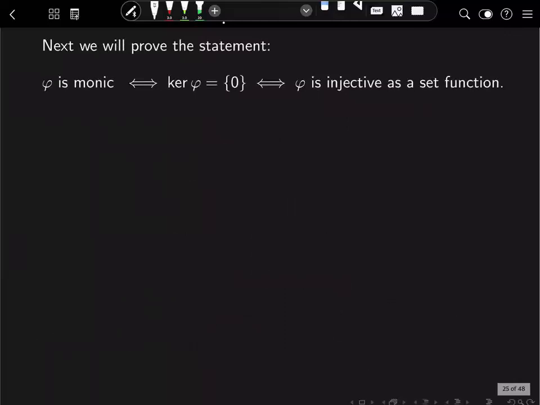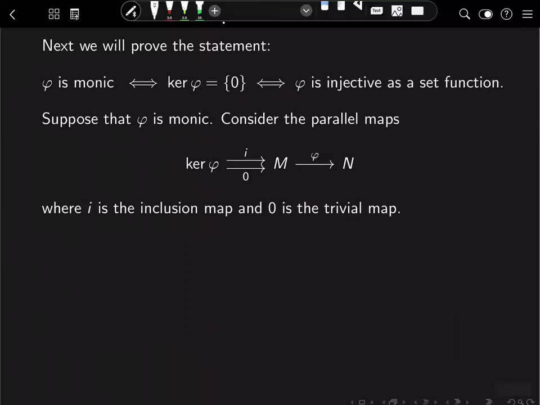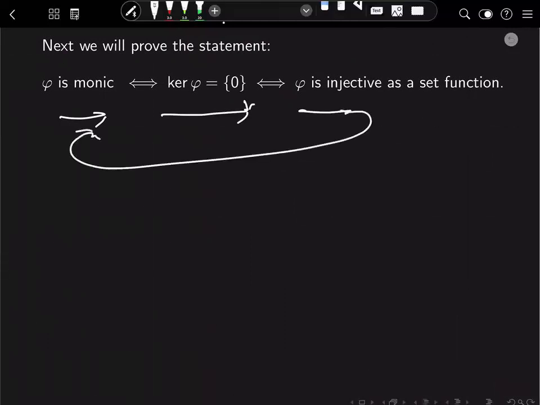So now we're going to prove the statement. We're going to say phi is monic, which is short for monomorphism. So phi is a monomorphism if and only if the kernel of phi is trivial, if and only if phi is injective as a set function. We're going to first assume that phi is monic, then assume that the kernel of phi is trivial, then assume that phi is injective as a set function, and prove that phi is monic. So that will give us the equivalence that we want.